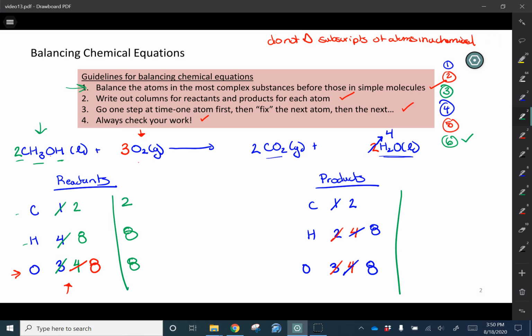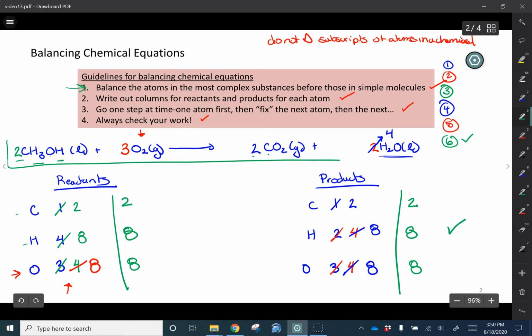On the products side, for carbons, I just have those 2 carbons. I have 2 times 2, 4 oxygens there, and then another 4 oxygens there. That's a total of 8. And then for my hydrogens, I have 4 times 2, that is 8. I checked. I am now balanced. This is my balanced chemical equation, and we will rewrite it to make it look nice.